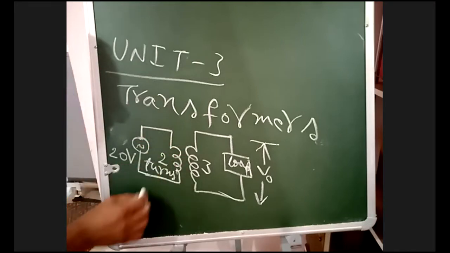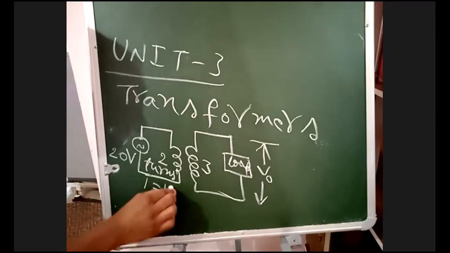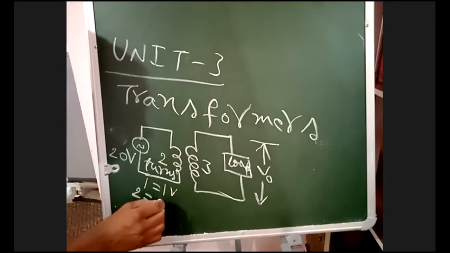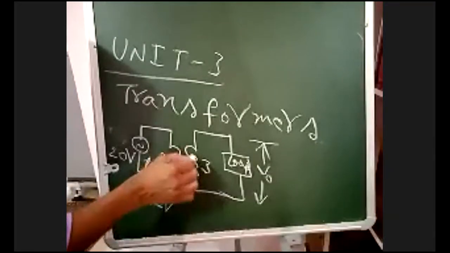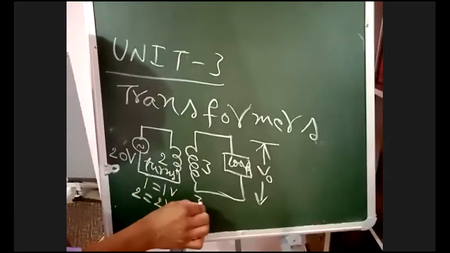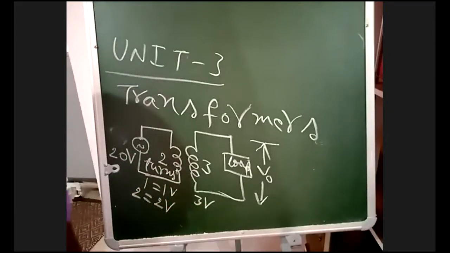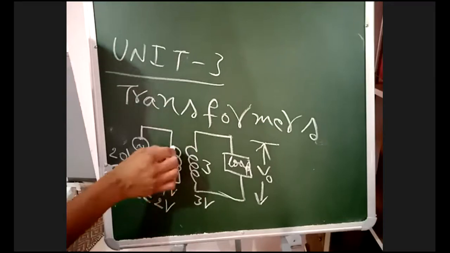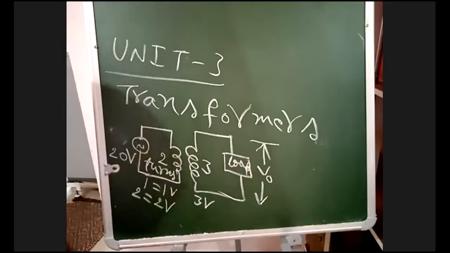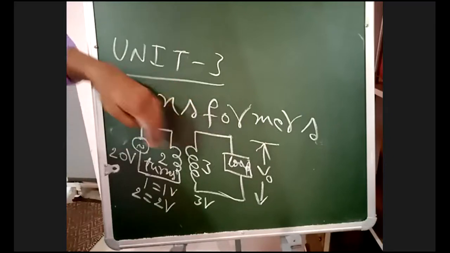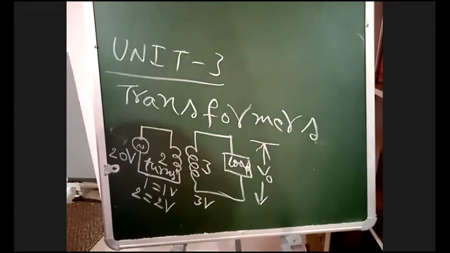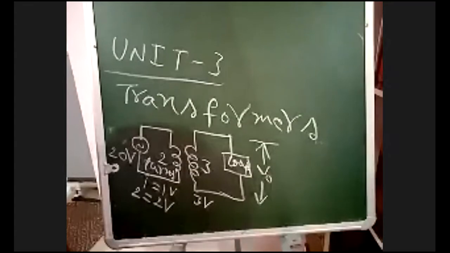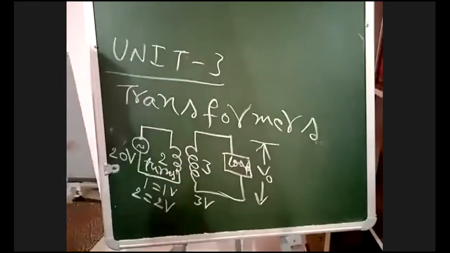Let us take 1 turn equal to 1 volt. 2 turns is equal to 2 volts. 3 turns means 3 volts. Now tell me, this is the primary winding, on the primary side. This is the secondary side, the secondary winding. Now is the primary winding greater or the secondary winding? Secondary voltage is greater. 3 volts is greater than 2 volts.